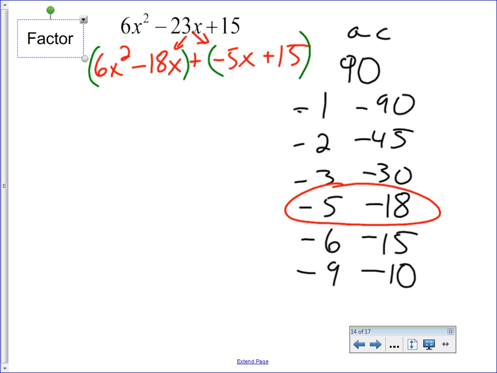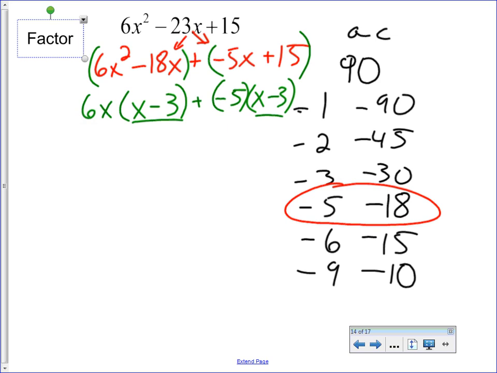And out of the first term, I'm able to pull a 6x, and what's left over is x minus 3. And out of the second grouping, I'm going to pull a negative 5. And that's going to change the signs of the stuff inside, but then that will cause those to be the same, and so we will get x minus 3 times the quantity 6x minus 5.